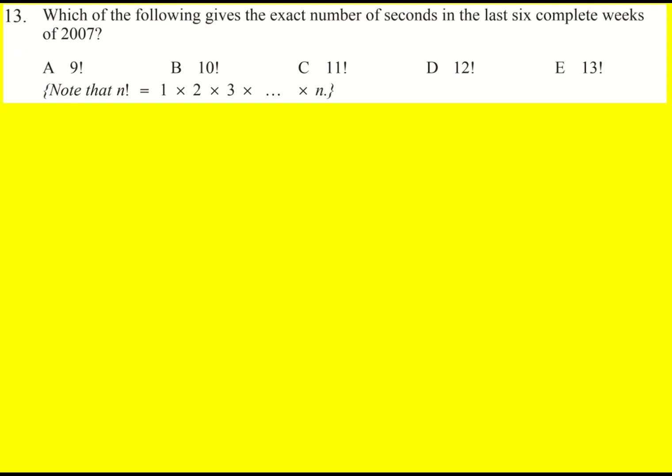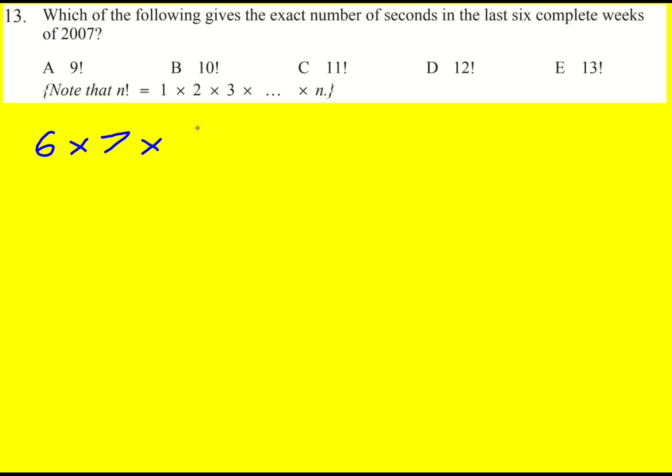Which of the following gives the exact number of seconds in the last 6 complete weeks of 2007? Well, actually, that is the same as any 6 weeks. So in 1 week, there are 7 days. So it's going to be 6 times 7, 42 days in 6 weeks.